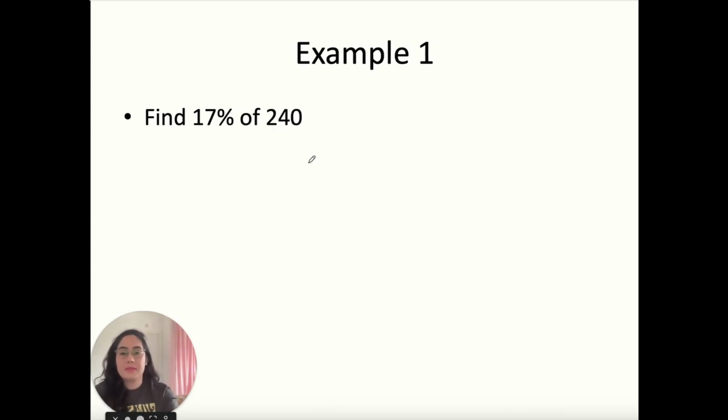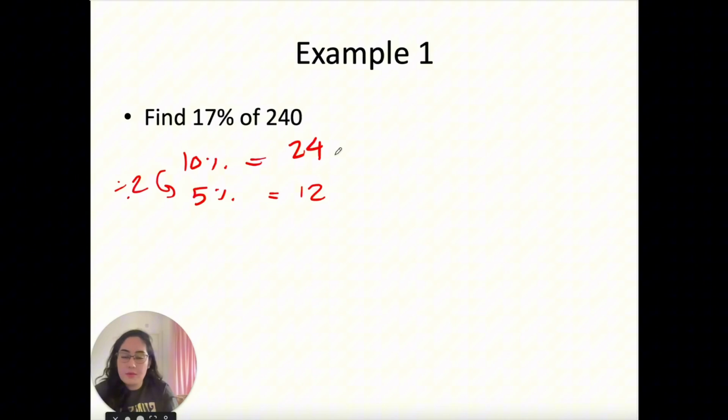Right, let's look at some examples. Let's do some examples together. So it says find 17% of 240. Okay, first things first, I'm going to find 10%. 10% of 240, I'm going to divide by 10 and it gives me 24. From there, I'm going to find the 5%, right? Because I'm looking for 17, so 10 plus 5 gives me 15. So I find the 5%, which is half of that, and half of 24 is 12. So if I'm dividing 10% by 2, I'm going to divide that by 2 as well.